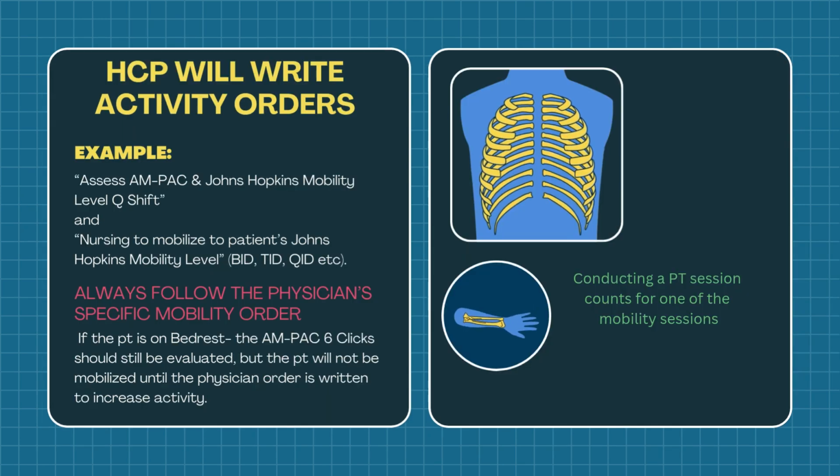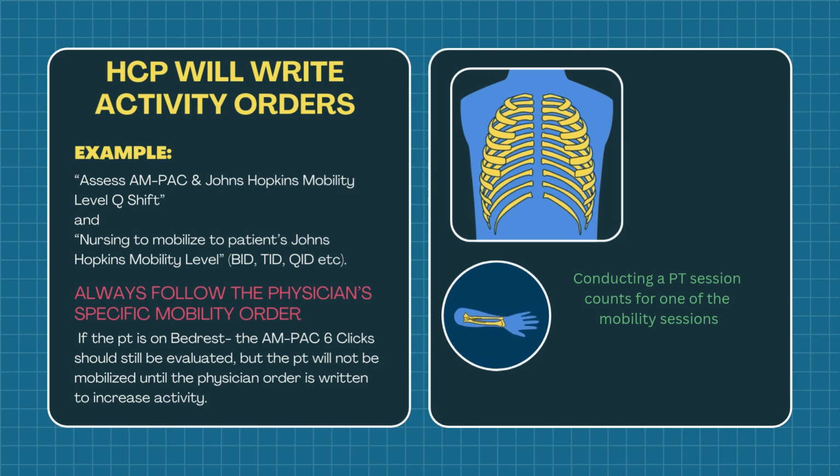Healthcare providers will write orders, for example, AMPAC, nursing to assess AMPAC and Johns Hopkins mobility every shift, and nursing to mobilize the patient to their Johns Hopkins mobility level, and then the frequency: twice a day, 3 times a day, etc.